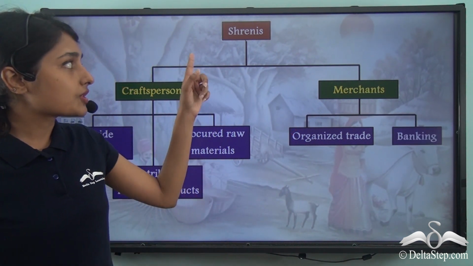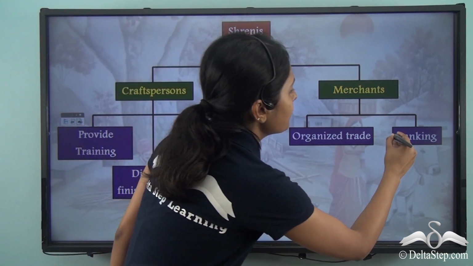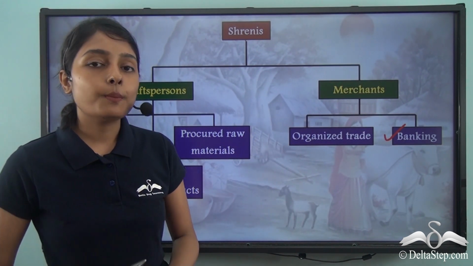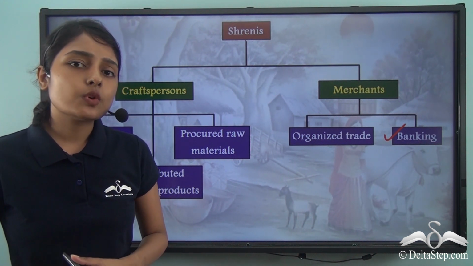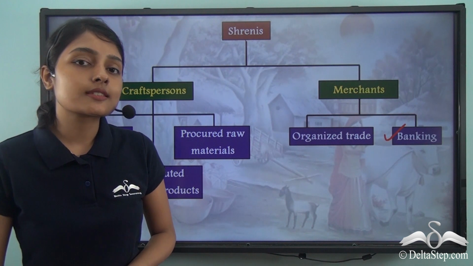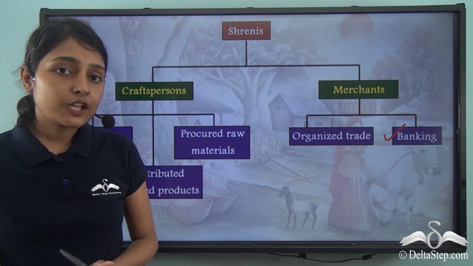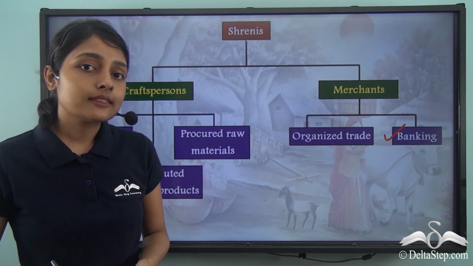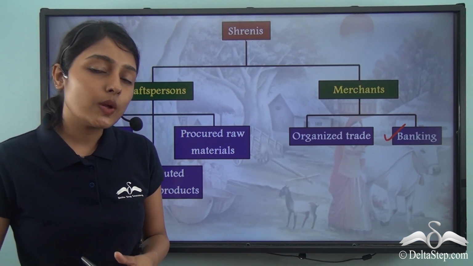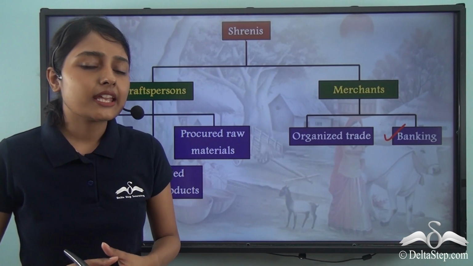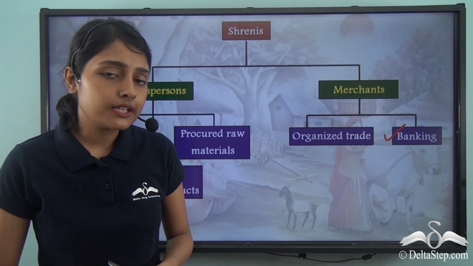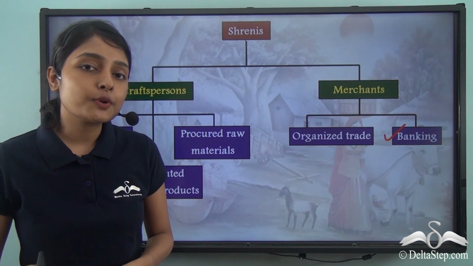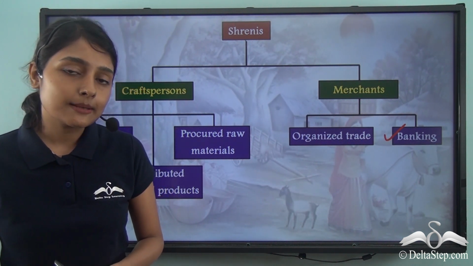And lastly, the shrenis of the merchants also helped in banking. This is because these merchants amassed wealth after performing the trade activities. In today's world, we have banks where you must have seen your parents going to deposit money. Likewise, these shrenis of the merchants performed as banks, and these merchants deposited their money with these shrenis. Now, after any interest was gained on the deposited money, the interest was either returned to the merchants or distributed and deposited as charity in the local temples.